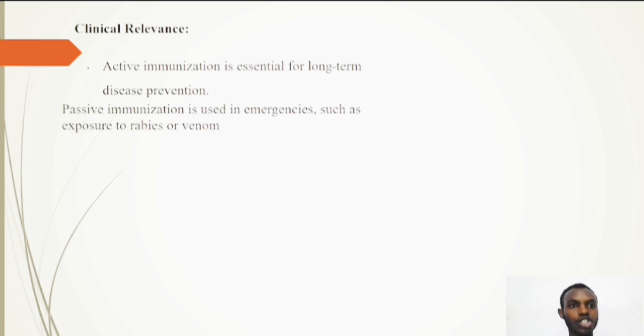And here is the clinical relevance. Active immunization is essential for long-term disease prevention, and passive immunization is used in emergencies such as exposure to rabies or venoms. While you are being bitten by a dog or a snake, passive immunization is the one you can rely on to prevent rabies or venom effects.